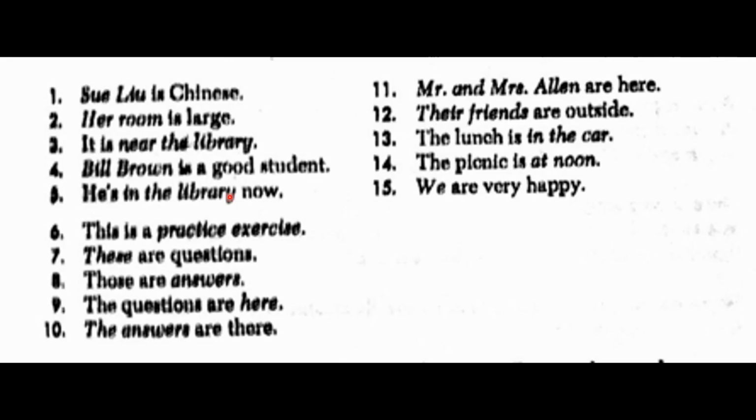Here we have some sentences. We try to change them now into yes/no questions. We said that to change a statement like any one of these into a yes/no question, we need to change the position of the auxiliary. So we put the auxiliary at the very beginning. So here's the auxiliary: is.